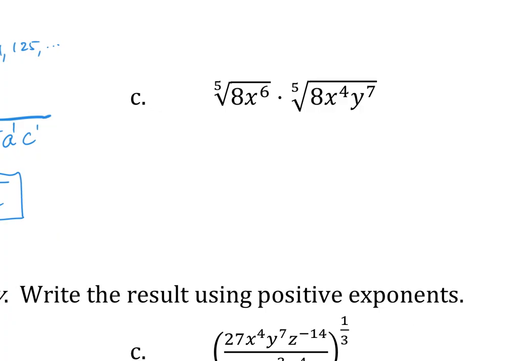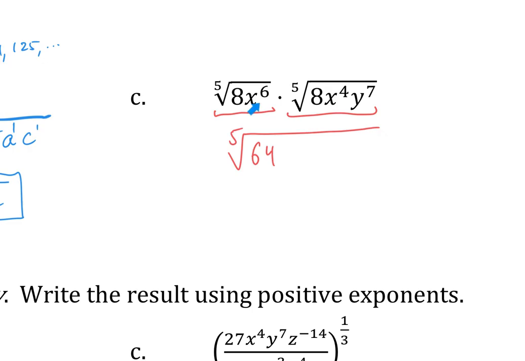Okay, so here we have two radicals. First thing we got to do is put them together. So let's multiply the things under the radical. Remember, we can multiply things under the radical. If this was a plus, we couldn't do anything. We're stuck. But it's multiply. We can put them together when we're multiplying, or dividing, by the way. 8 times 8 is 64.